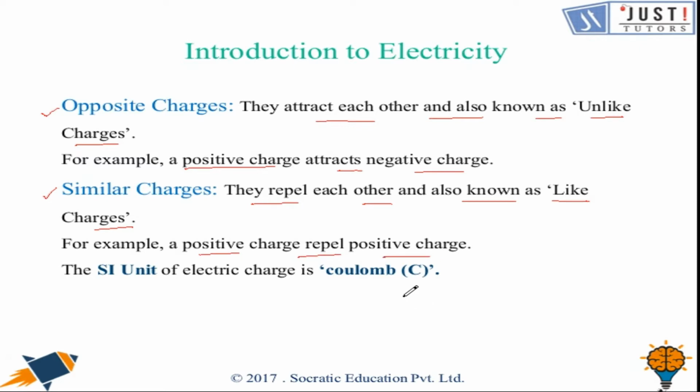1 coulomb. The SI unit of electric charge is coulomb. We can say 1 coulomb is that quantity of electric charge which exerts a force of 9 into 10 to the power 9 Newton on an equal charge placed at a distance of 1 meter from it.